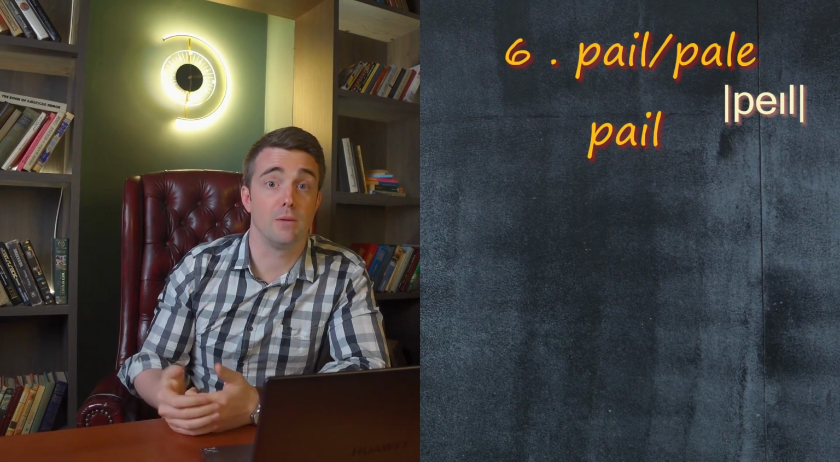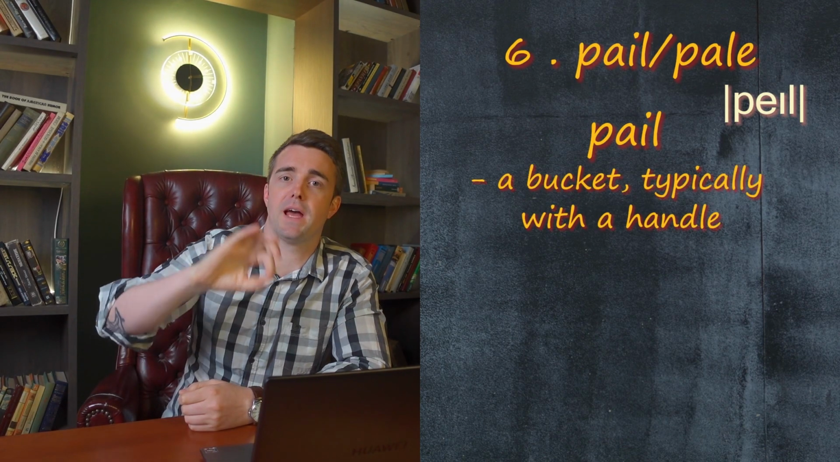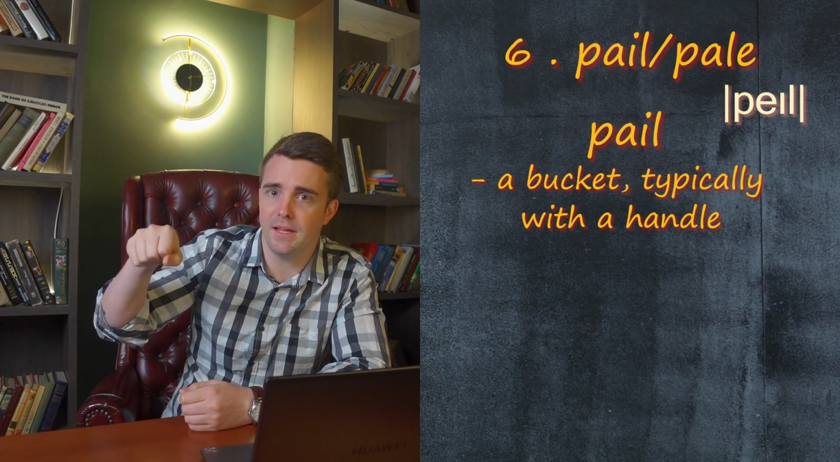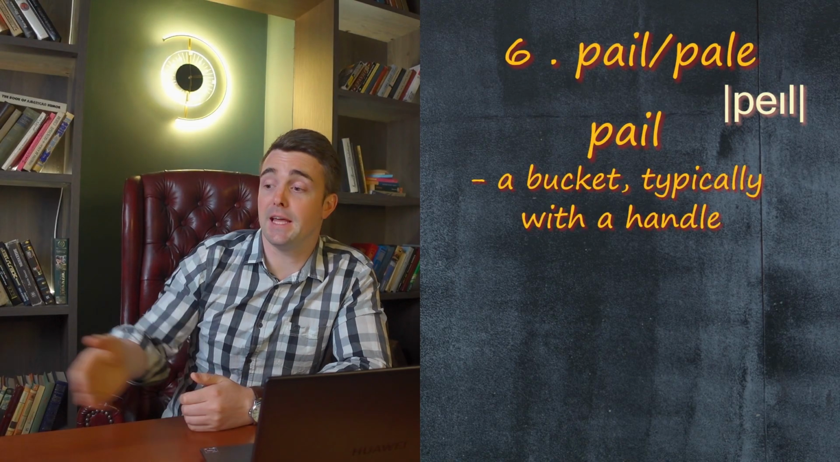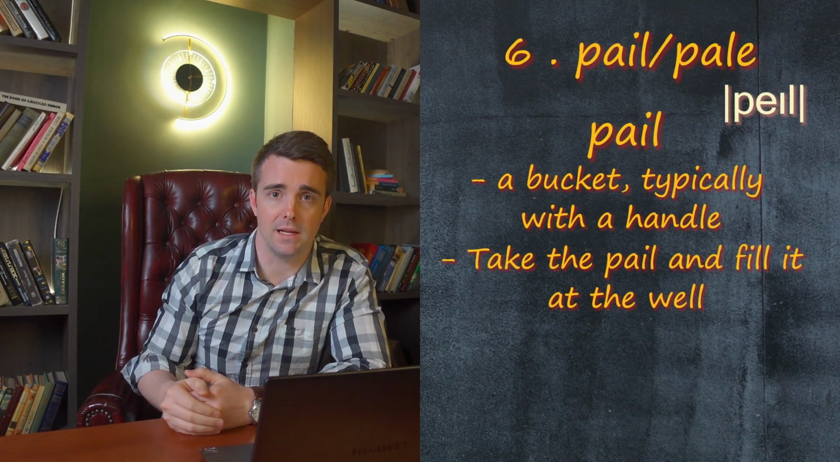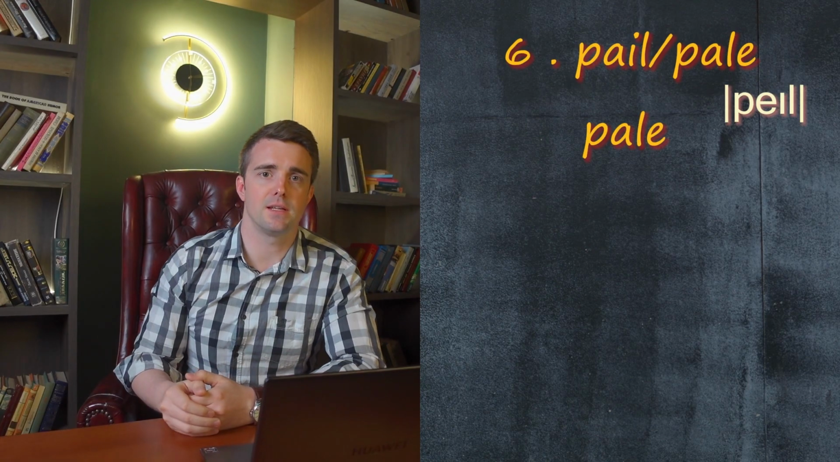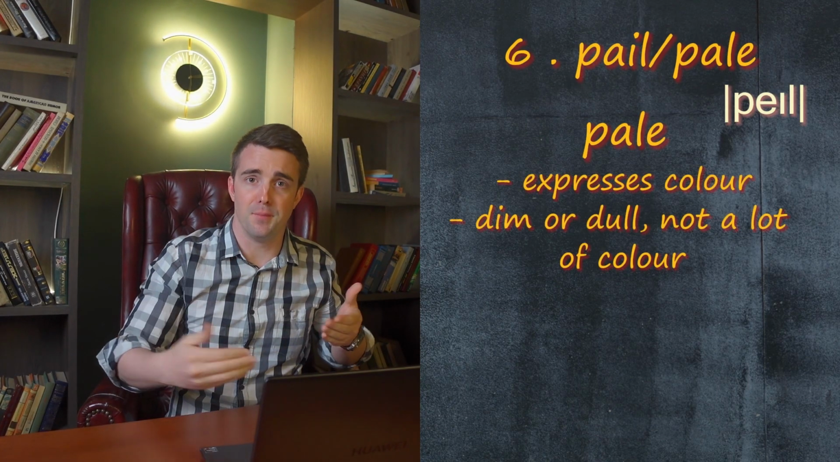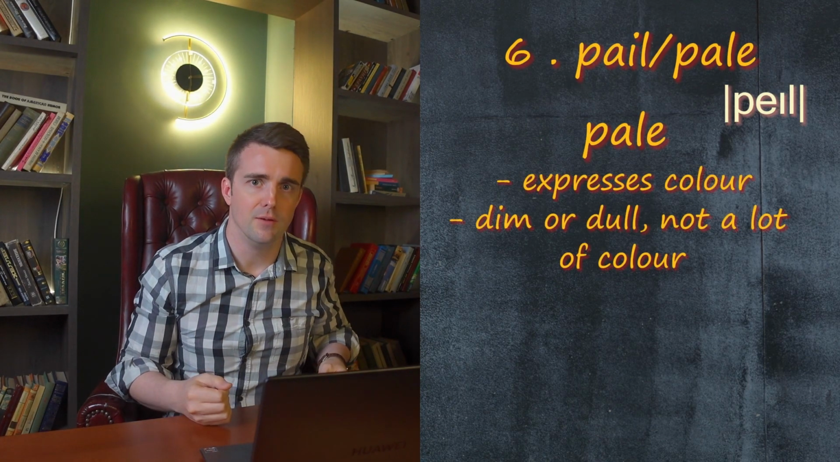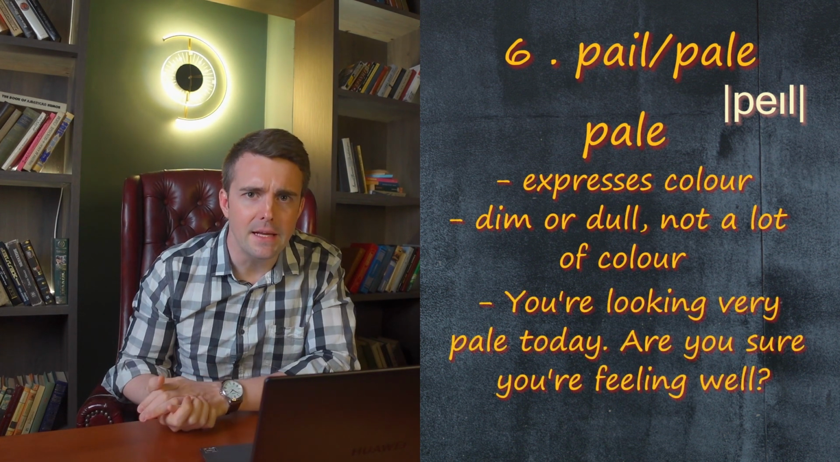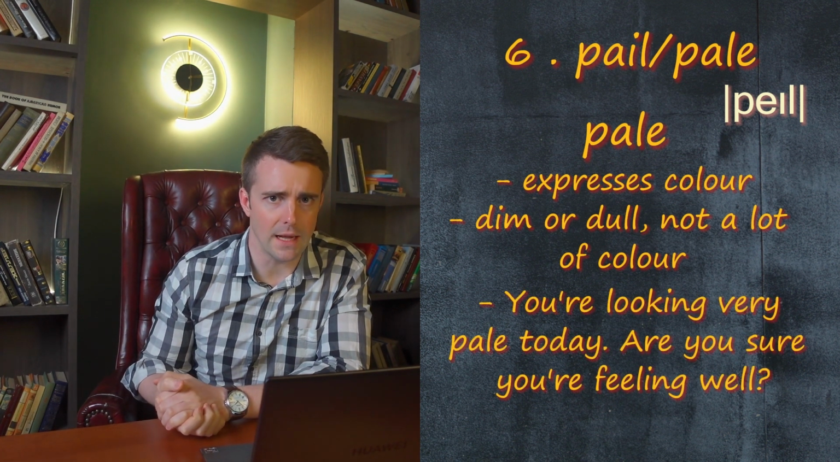Then we'll talk about pail and pale. Well, pail is a bucket, typically with a handle that you might use to carry things. For example, take the pail and fill it at the well. And pale is expressing colour, so not so dim or dull, not a lot of colour. For example, you're looking very pale today. Are you sure you're feeling well?